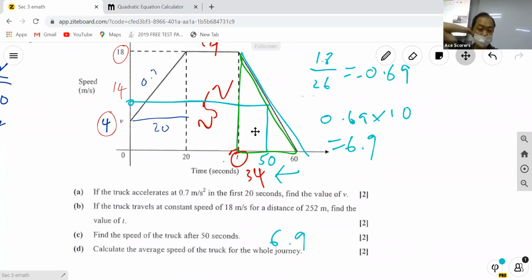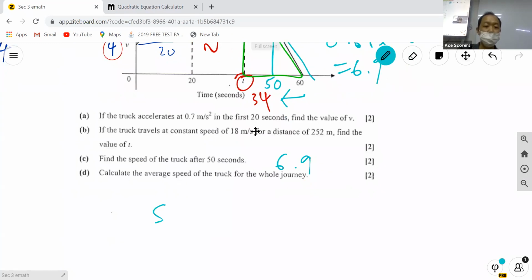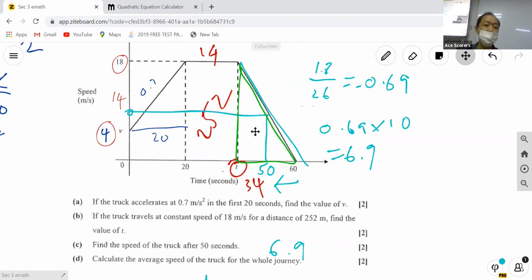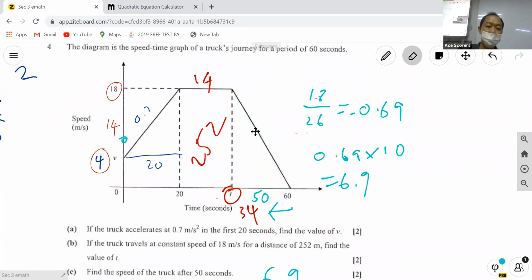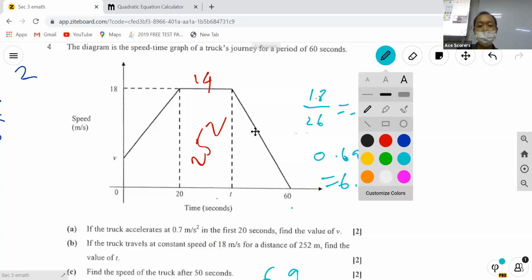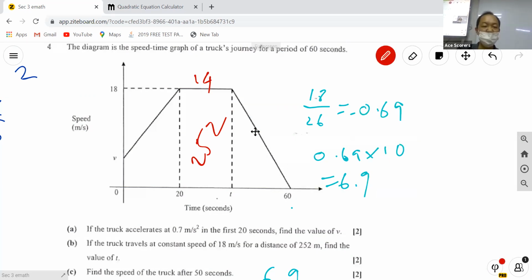So last one, calculate the average speed of the truck for the whole journey. How to find average speed? Total distance over total time, equals d over t. All right. So what's the distance traveled? Oh, I need to clear everything again. What's the total? No, it's recorded. So what's the total distance traveled? Here is 34, right? So I got 252.